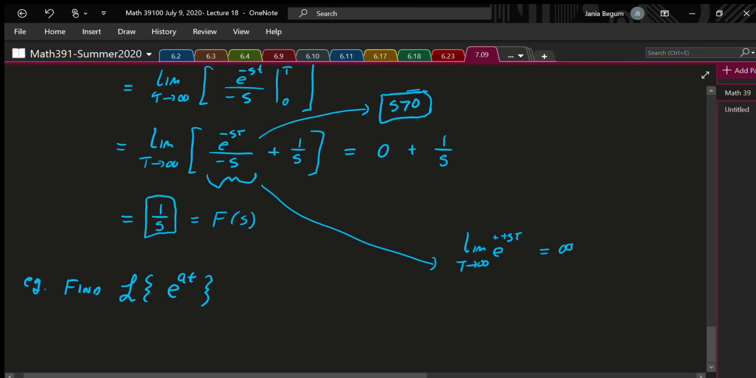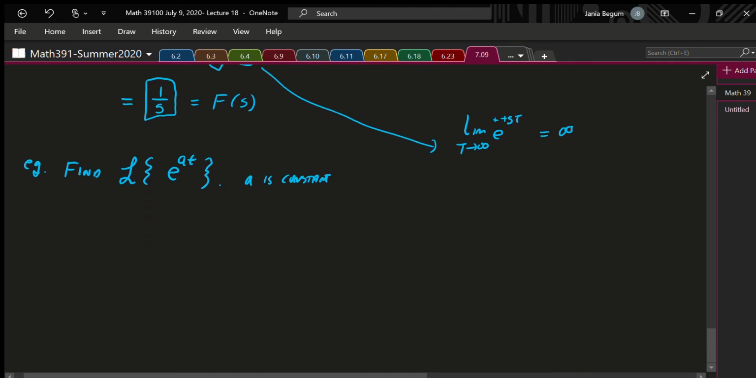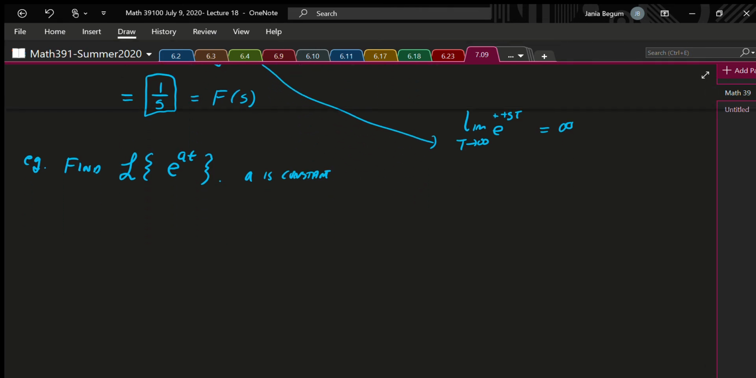Okay, so let's do the second example. We want to compute the Laplace transform of e to the at, and a is a constant. It could be any constant. So let's check this out.